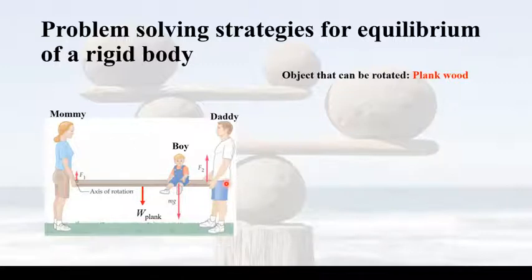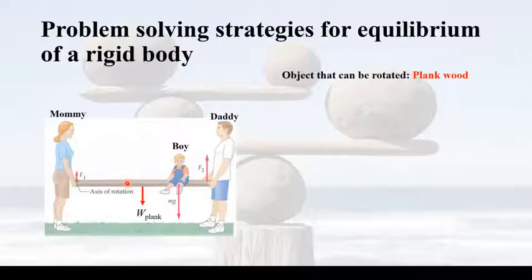So which object is our main focus in the question? Of course, the object that can be rotated, which in our case is the plank wood. So the object that can be rotated is the plank wood, and we are going to construct a free body diagram for it.